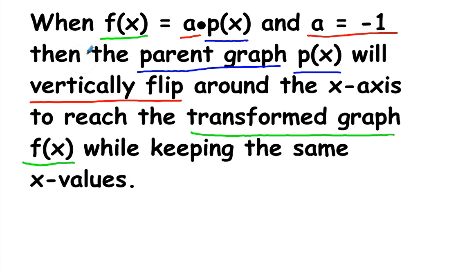Alright, finally, when f of x is equal to a times p of x, and we'll look at some other values for a, if a is equal to negative 1, then the parent graph p of x will vertically flip around the x-axis to reach the transformed graph f of x while keeping the same x values. Again, that's vertical flipping. If you have any other questions about this, let me know.